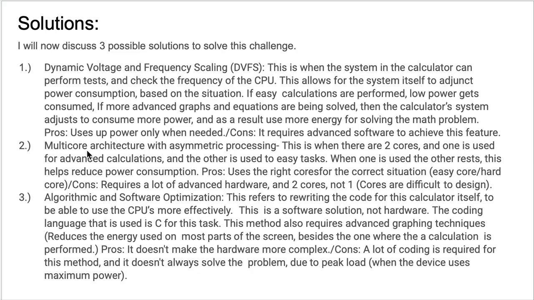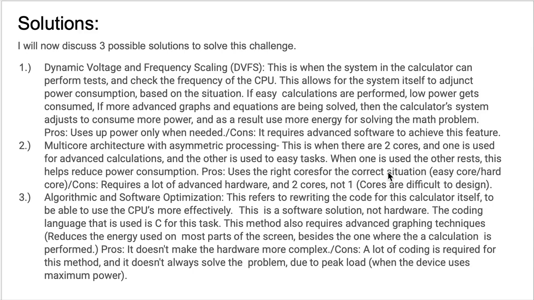There's also the multi-core architecture with asymmetric processing. It's kind of like the first method, but a little bit different because there are two cores. Normally there's one core, but here there are two: one that performs easy tasks, the other that does the hard tasks. Whenever there's an easy task, the easy core is used; for a hard task, the hard one is used. The hard one, however, uses up more power, while the easy one does not.